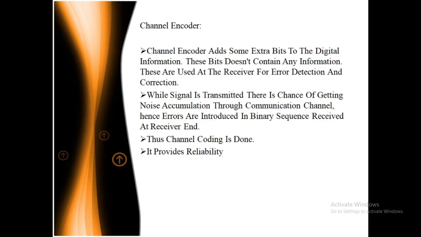Next, the channel encoder. The channel encoder adds some extra bits to the digital information. These bits don't contain any information. They are used at the receiver for error detection and correction. While the signal is transmitted, there is a chance of noise accumulating through the channel. Hence, errors are introduced in the binary sequence received. This is the reason why we use channel coding, and it provides reliability.